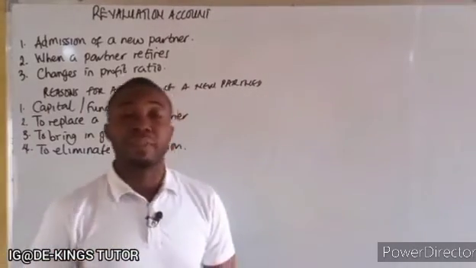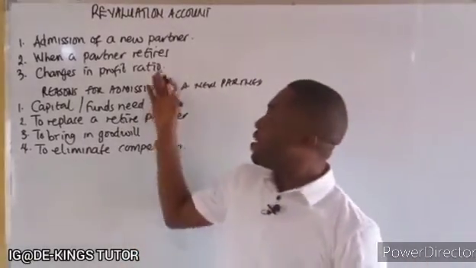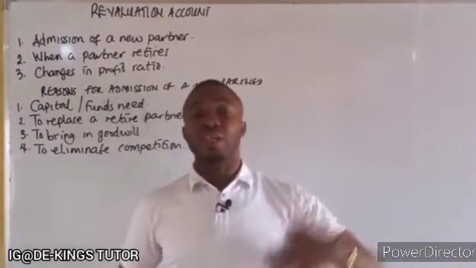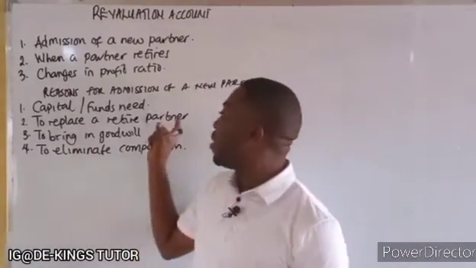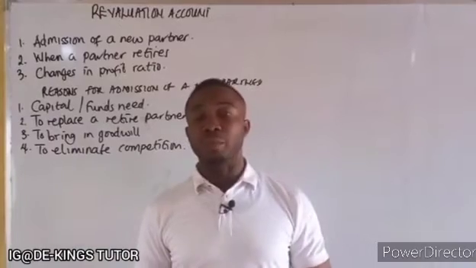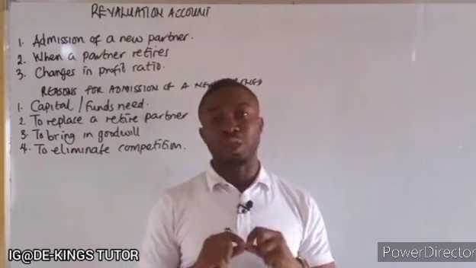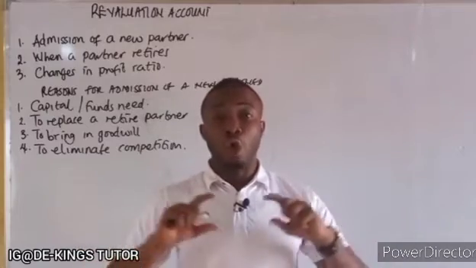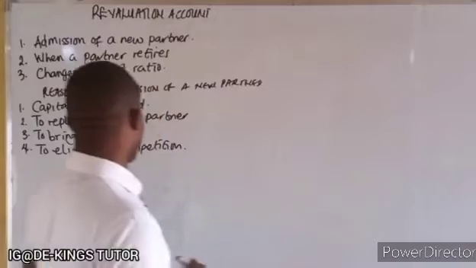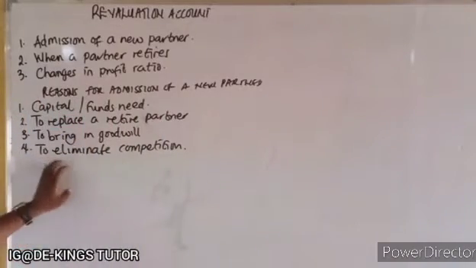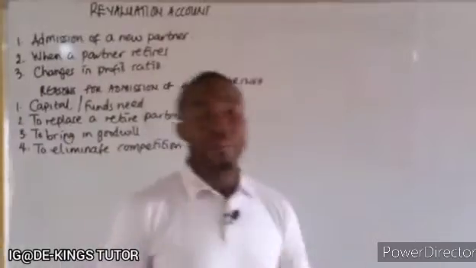To eliminate competition, okay? To eliminate rivalry. For instance, in their line of business, there is probably another person who is also doing well. So one of the reasons they admit that person is to eliminate that rivalry between them, to eliminate that competition, so that they can be the sole producer of that product. So that's one of the reasons for admitting a new partner, to eliminate competition between other people.